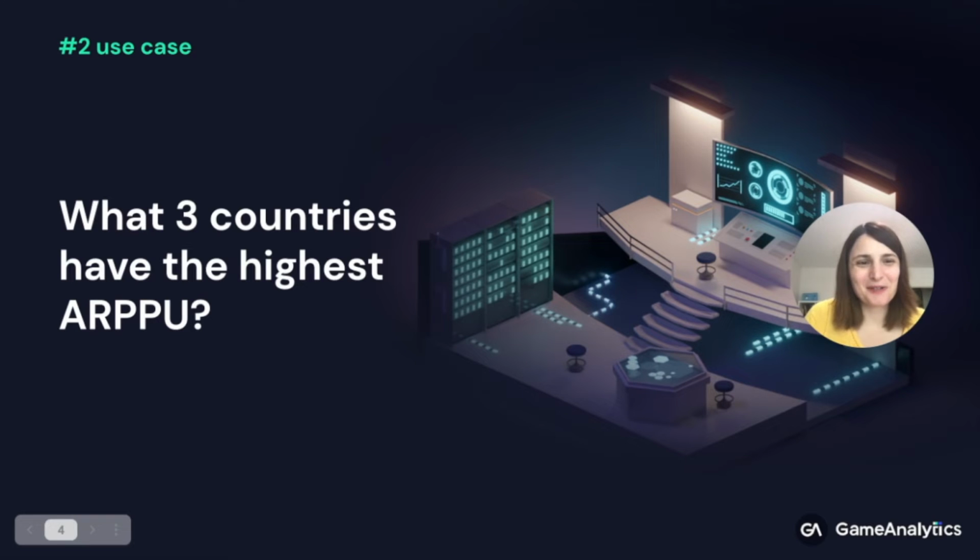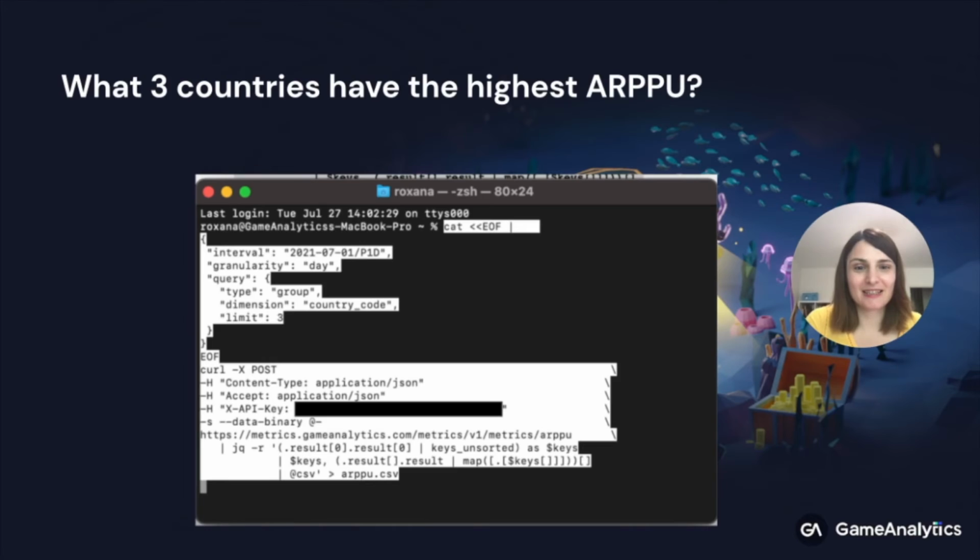And now we're going to see the top 3 countries with the highest RPPU, average revenue per paying user. As before, we have 2 bits of code, this one, which is calling out to the API, and this one, which is just formatting the results into my computer. I copy-paste the URL link for RPPU, which we can find in the documentation, and then I do my query. So because I want to only have the top 3 countries, I put in limit 3.